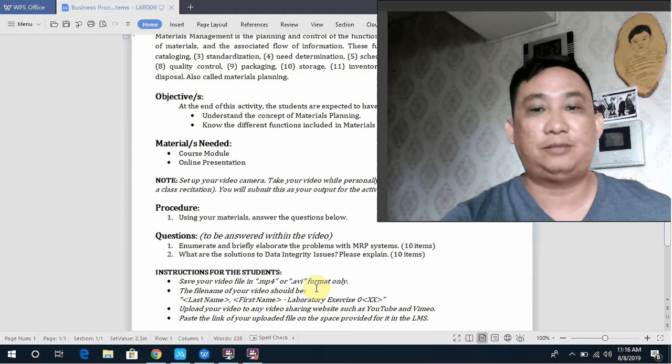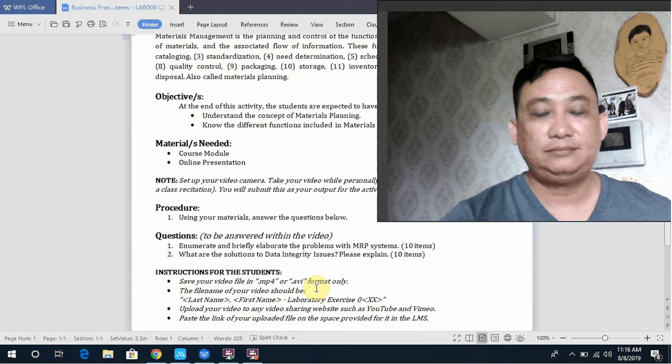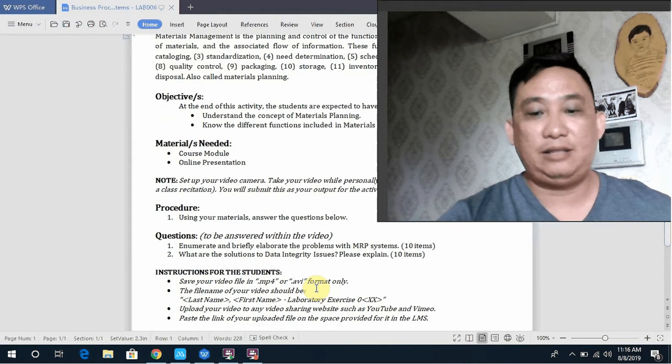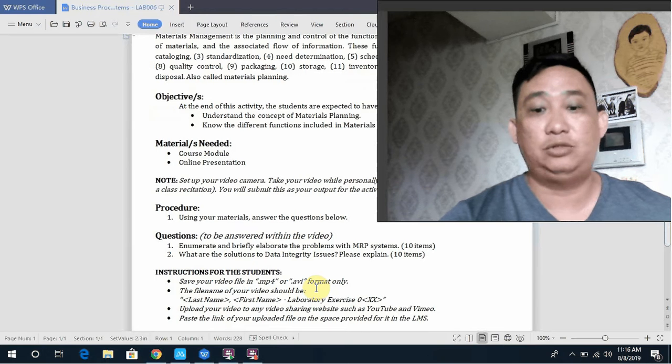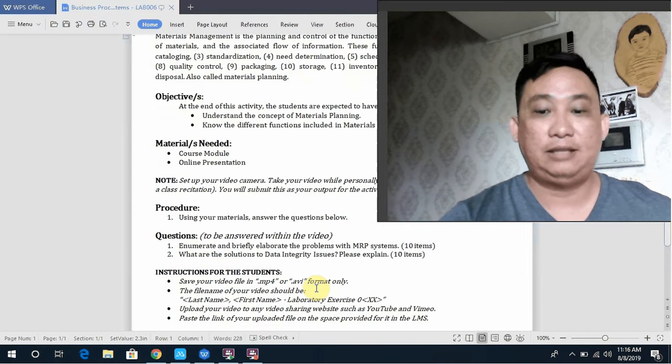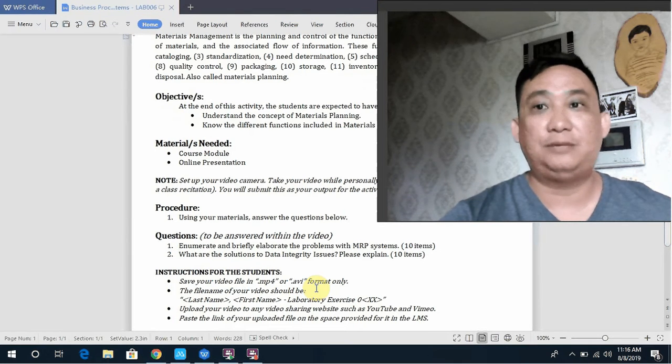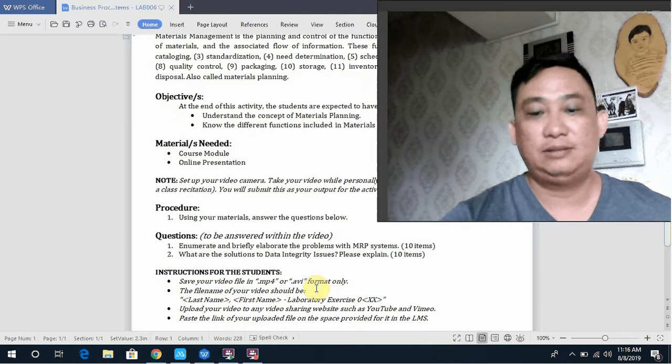Enumerate and briefly elaborate the problems with the MRP system. Problems with MRP systems: integrity of data. If there are errors in the inventory data, the bill of materials, commonly known as BOM data, or the master production schedule, then the output data will also be incorrect. GIGO, or garbage in, garbage out.